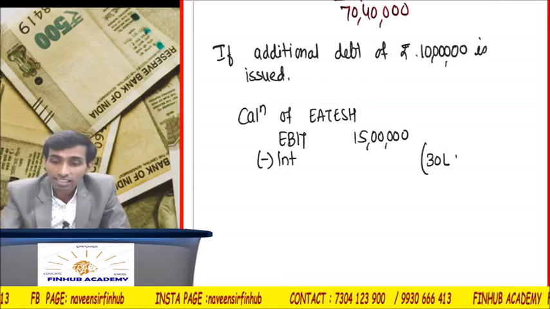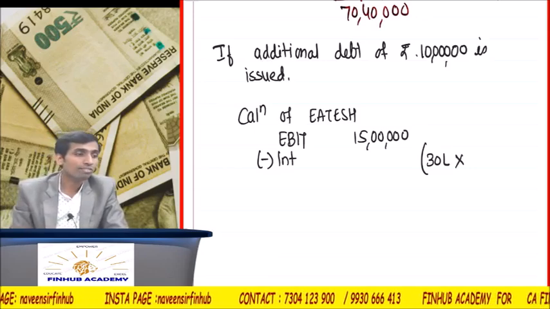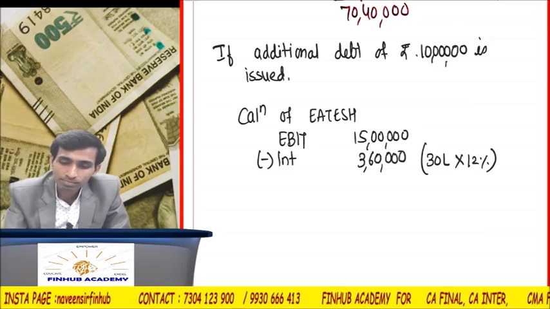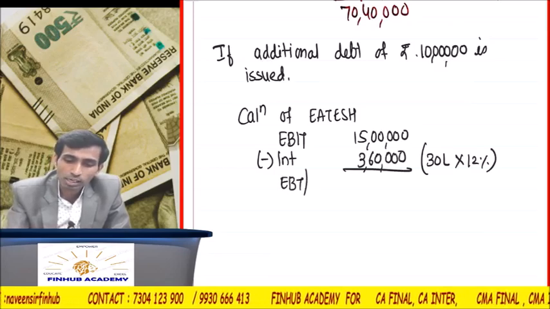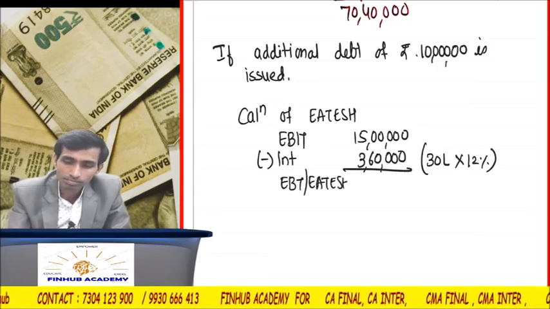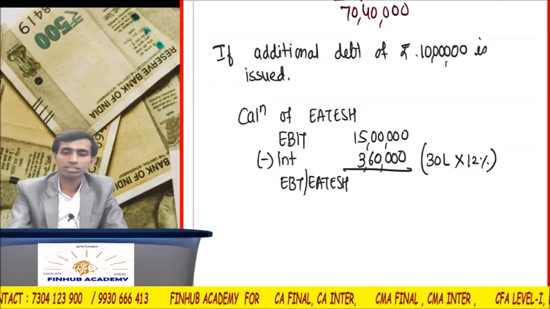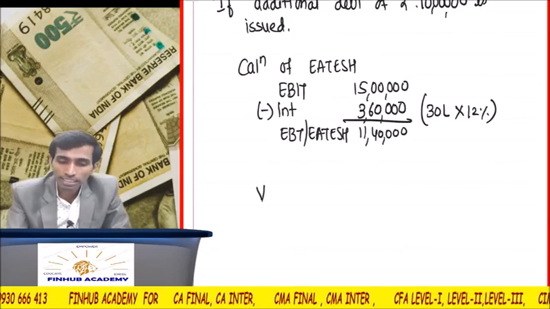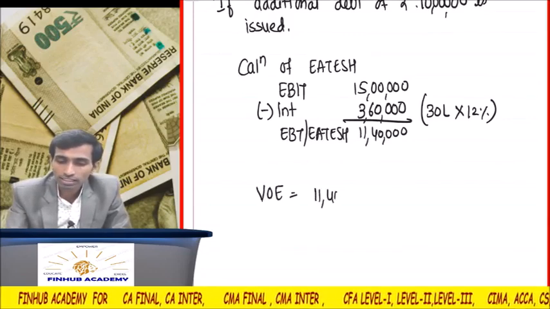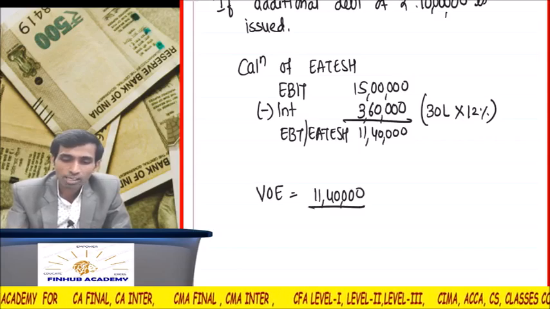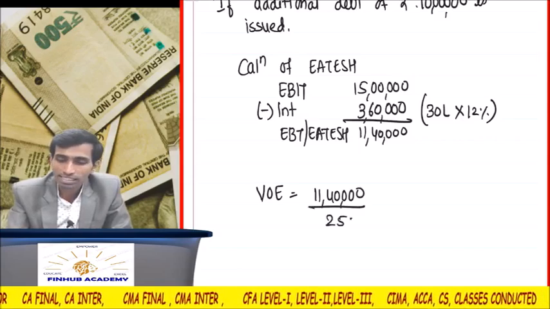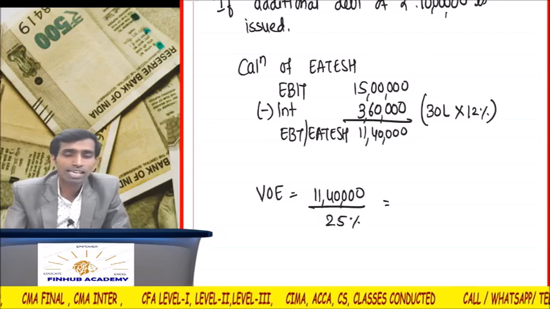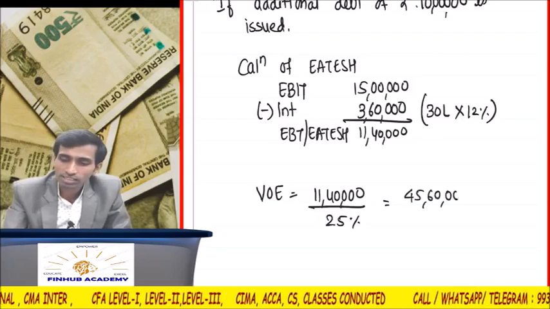30 lakhs into the cost of debt, 12%, is 3,60,000. So my EBT is how much? 11,40,000. So again, value of equity equals 11,40,000 divided by KE, which was 25%. So the answer is 45 lakh 60,000.